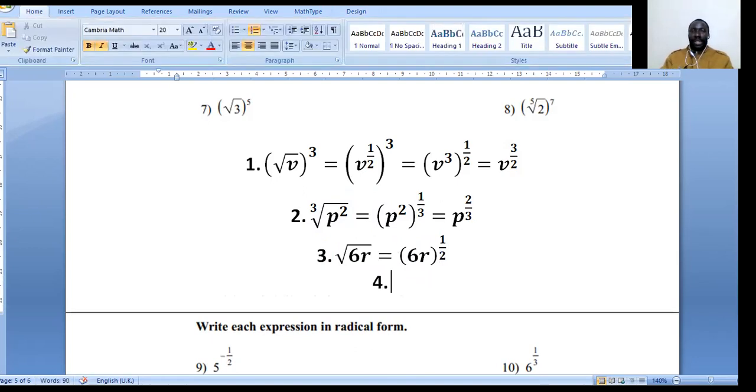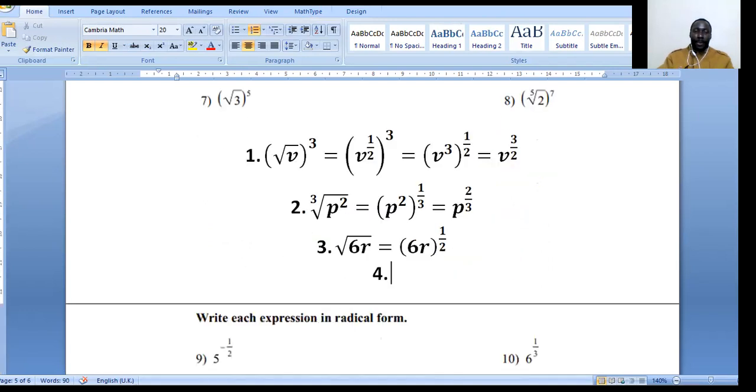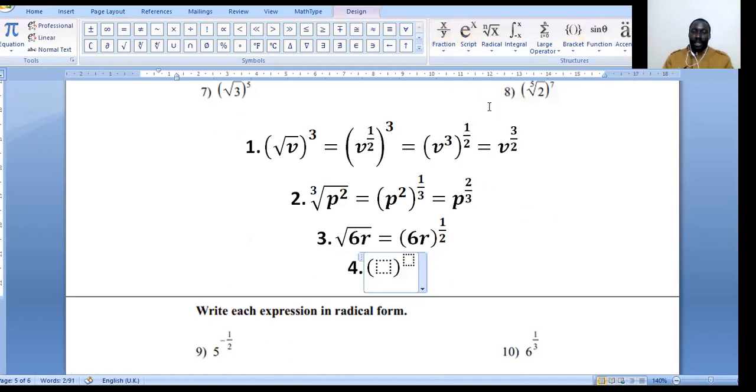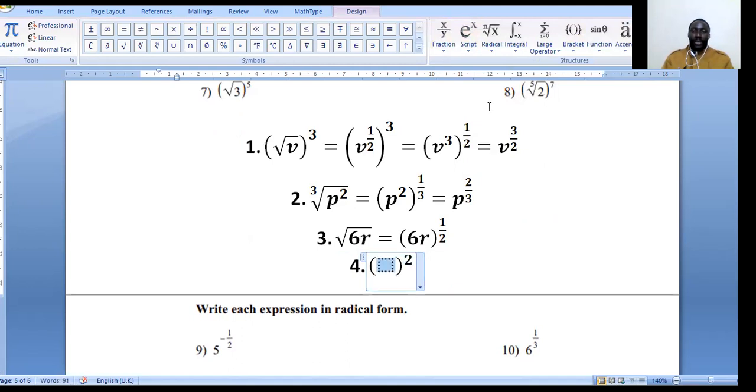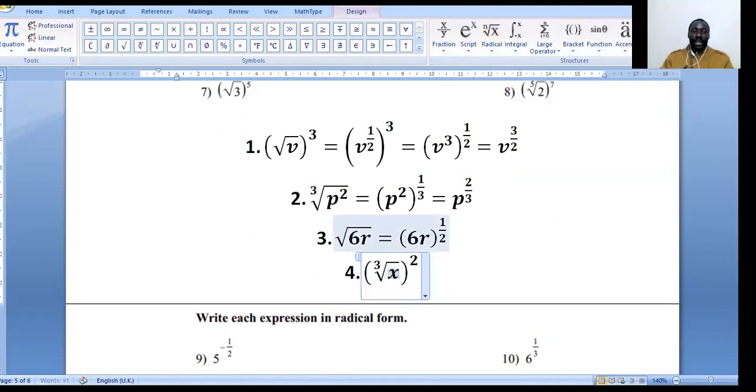Now the fourth question is asking us to write the cube root of x, squared. What's this supposed to mean? And how do you simplify that? Let's write it down. So here we have the bracket. What is squared is the cube root of x. So we'll have the cube root of x like that.